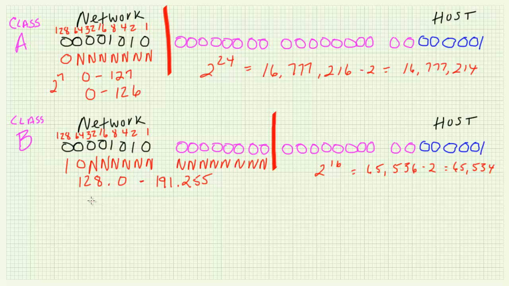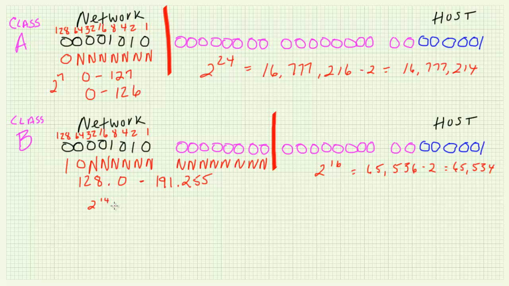Well, we can have 2 to the 14th networks. Why 2 to the 14th? Well, these first two bits, the value is dictated. So how many bits do we have to work with? We have these 8 bits in the second octet plus these 6 bits in the first octet. So that gives us a total of 14 bits of network addressing.